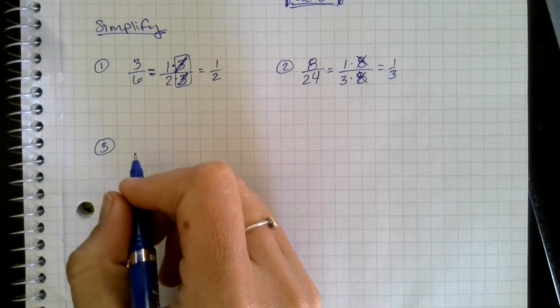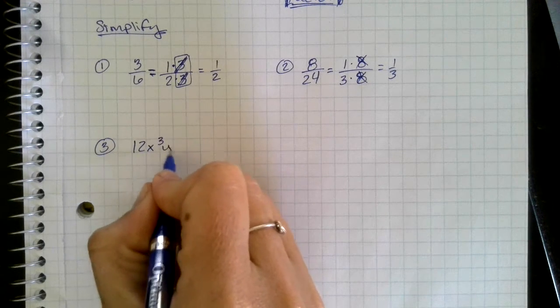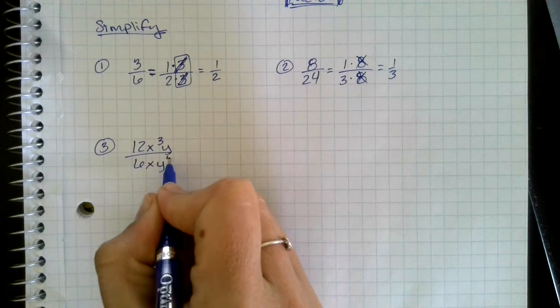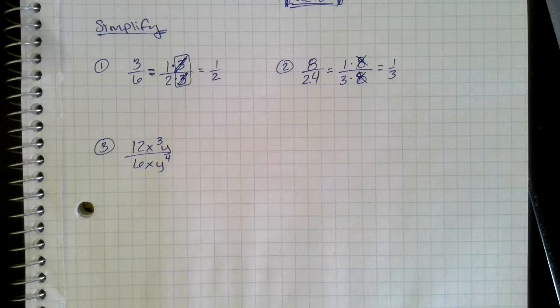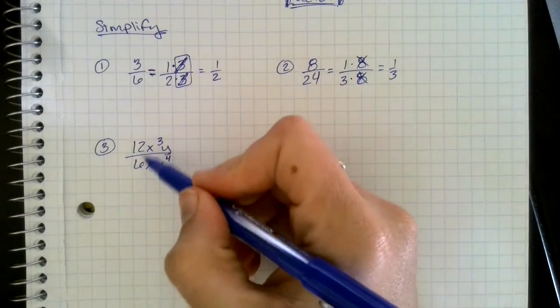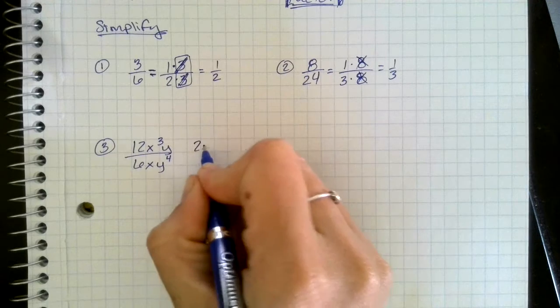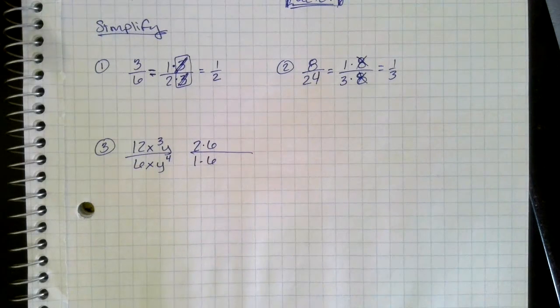So let's say that we have 12x to the third y over 6x y to the fourth. Now, some of you will get the hang of this a little bit quicker than others. Some of you may want to write out a little bit more than others, and that's fine. Just kind of practice it and see what works best for you. So I'm starting out with my numbers, and I already know that they have 6 in common. So what I'm going to do is make this 2 times 6 and this 1 times 6. So that's my first thing that I'm going to start out with.